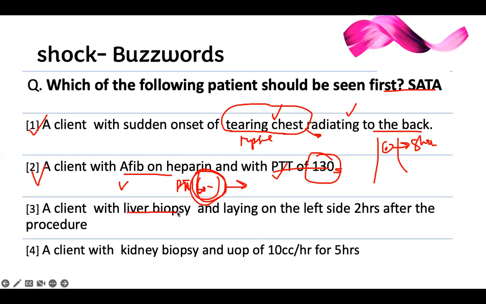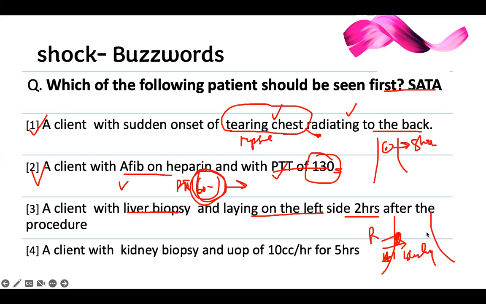A client with liver biopsy and laying on the left side 2 hours after the procedure. Liver, spleen, and kidney are the same. Your liver is on the right side. It's also a vascular organ. If you do a biopsy, your number one priority is bleeding. Watch for bleeding, the same thing you do for the kidney. In order to prevent bleeding, we put pressure on the liver. The only way you can put pressure on the liver is for the patient to lay on the right side.